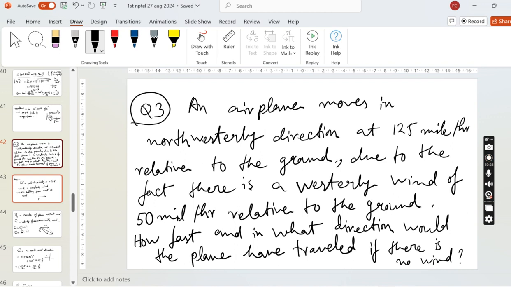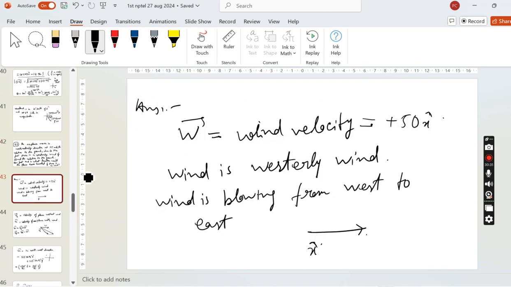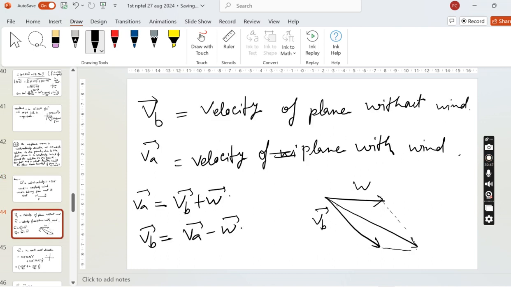So basically we denote W by wind velocity, which is westerly wind. Westerly wind is wind coming from west to east. So west to east, this is positive x direction, so plus 50x. Velocity of plane without wind is VB and velocity of plane with wind is VA. So basically wind is blowing this way and velocity of plane is in this VB way.